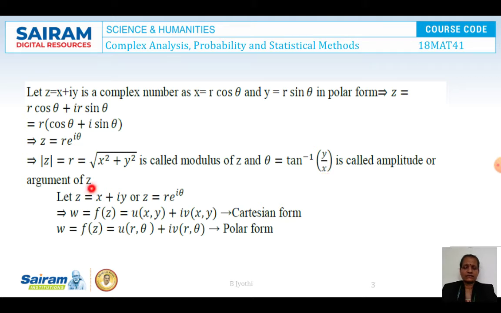So z can be written as x plus iy or r e power i theta, and f of z is u of x comma y plus i v of x comma y in the Cartesian form, whereas in the polar form it is u of r, theta plus i v of r, theta.